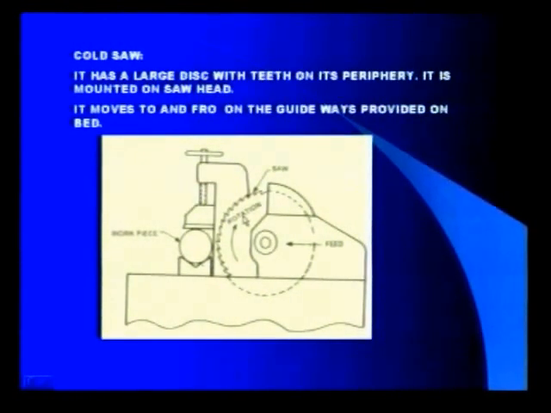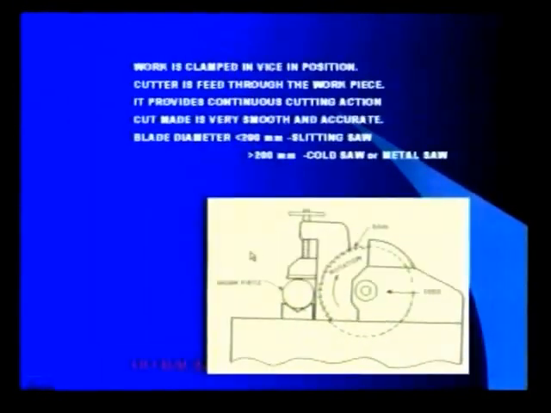The disc is mounted on a saw head which moves to and fro on the horizontal guideways provided at the top of the base. Of course, it is not shown clearly in the figure. The work is clamped in position and the rotating cutter is fed through the workpiece. The circular saw provides continuous cutting action and the cut made is very smooth and accurate. It is used to cut workpieces very rapidly from bar stock for further machining.